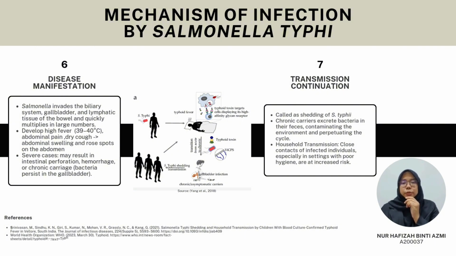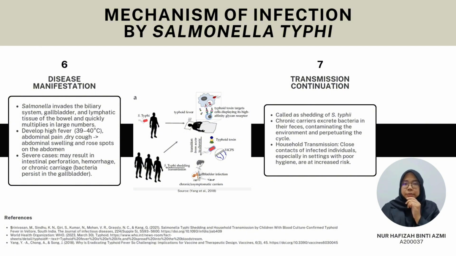But there are severe cases where the bacteria persist in the gallbladder. Next, the continuation of transmission of this disease could happen through Salmonella typhii shedding, where individuals who harbor this bacteria could shed it through the feces, contributing to the spread of the disease. By that, close contact with the infected person, especially in a poor hygiene setting, could increase the risk of disease transmission.